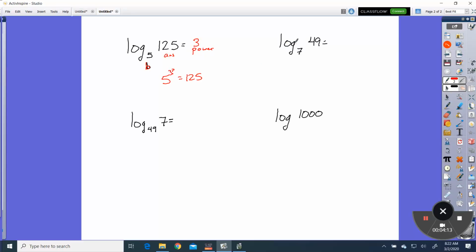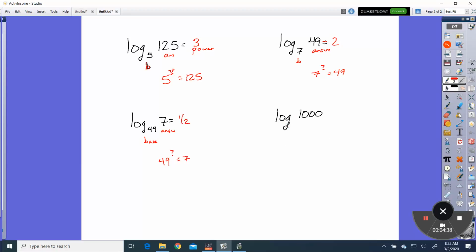Okay. On this next one, this is the base, this is the answer. So 7 to what power equals 49? So this is the base, this is the answer. So 49 to what power equals 7? 1/2 because it's the square root, right?